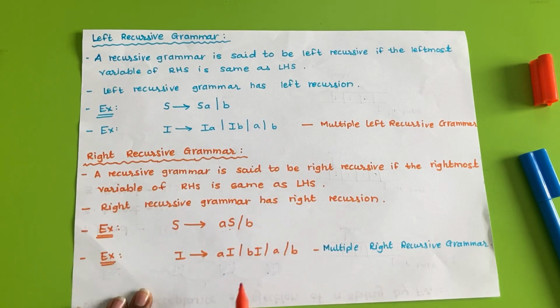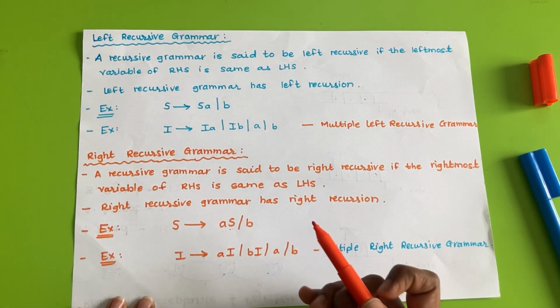The same applies to multiple right recursive grammar. If we have more than one right recursive production present for the given variable, then that is called multiple right recursive grammar. Hope you have understood what is meant by left recursive grammar and right recursive grammar.